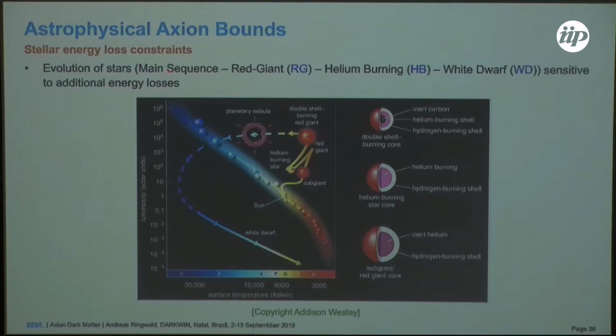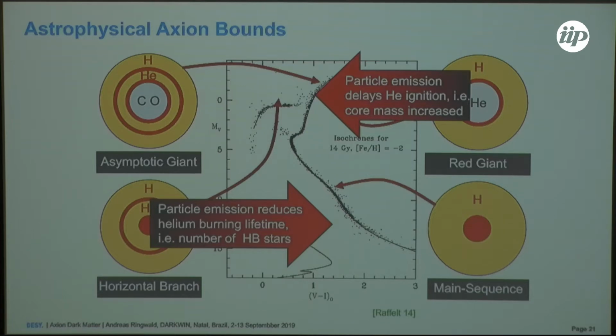The evolution of stars from the main sequence versus the red giants to the helium burning branch, and then to the white dwarf state, is very sensitive to additional energy losses. If you consider color magnitude diagrams of globular clusters, you can compare the energy loss rates from theory with the actual numbers of stars in a color magnitude diagram of globular cluster stars. For example, particle emission in a red giant will delay helium ignition and will increase the core mass, and correspondingly there could be a rising tip in the red giant branch that could give information about energy loss.